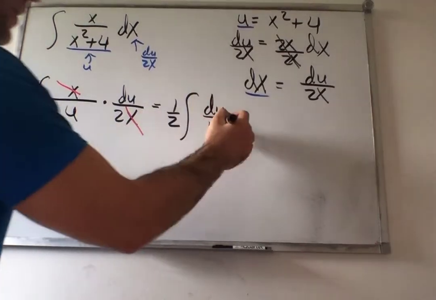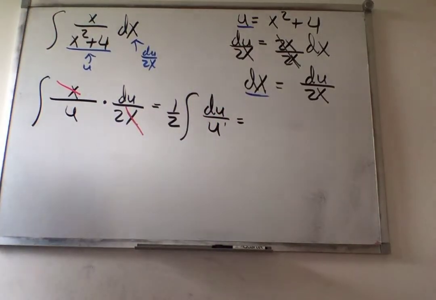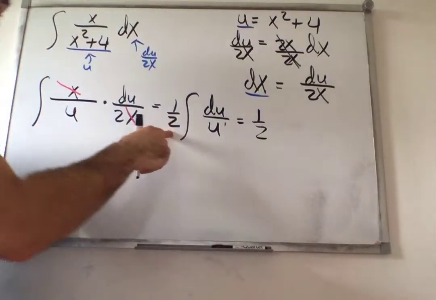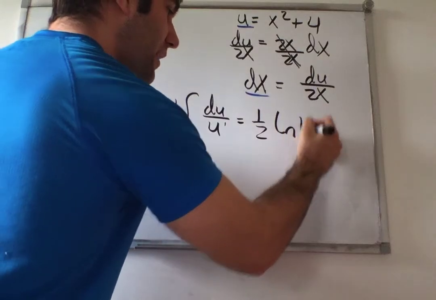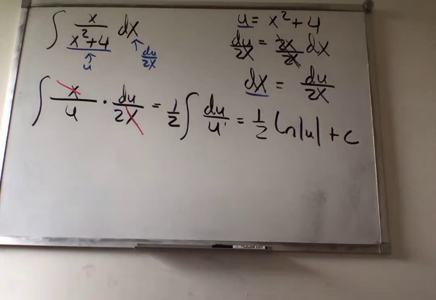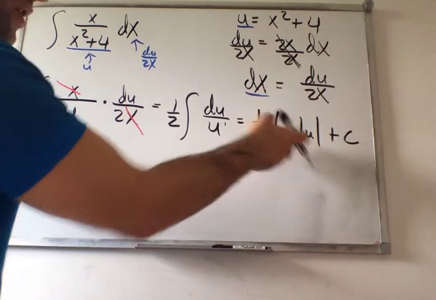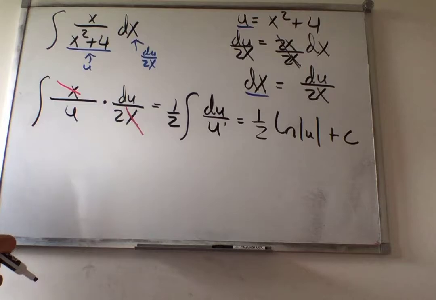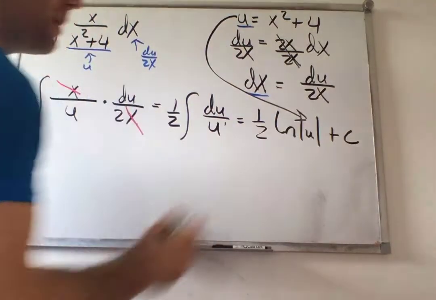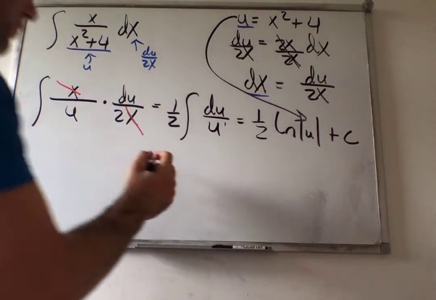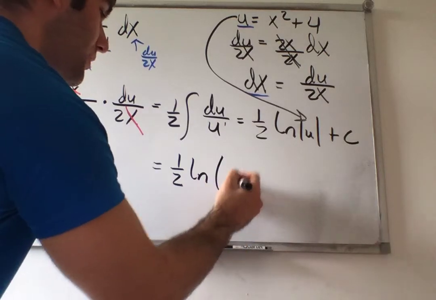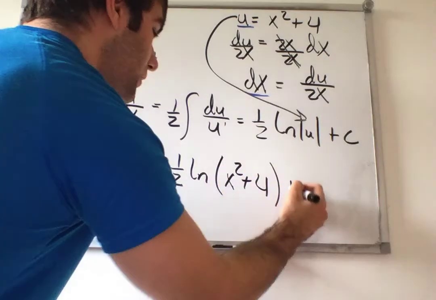Well, this is like 1 over u to the first power. If you were to integrate that, with 1/2 out front, you get the ln of u plus c. If you were to take the derivative of that, well, here's the 1/2. You get 1 over u. So now what I'm going to do, I'm going to take this and plug it back in for u. So we get a final answer of 1/2 ln(x squared plus 4) plus c.